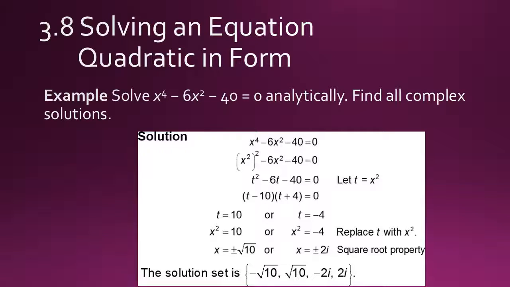And that's our solution set. Now again, if substituting the t in for x squared messes you up, you can just think of it like, okay, instead of x squared, I have x to the fourth. So when I factor, instead of t minus 10t plus 4, it'll be x squared minus 10 times x squared plus 4. And that works a lot better for some people. You use whichever method you're most comfortable with and makes most sense to you.